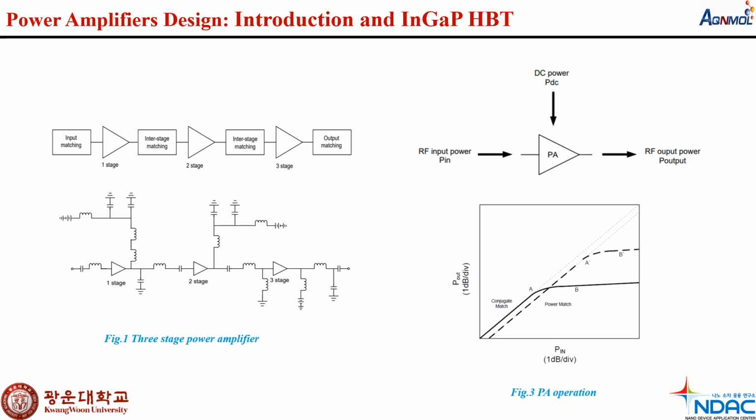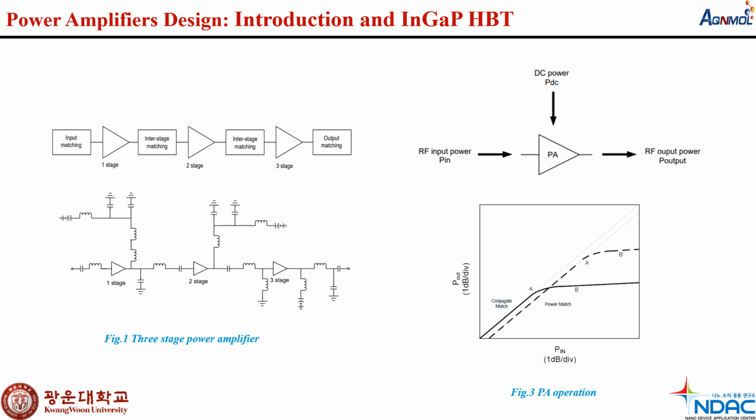Here's the breakdown of this multi-stage design. For example, each stage is built using cells, and the first stage utilizes 2 times 20 cells, the second stage uses 12 transistors, and the third stage uses 48 cells. As we can see here, figure number 1, the 3-stage power amplifier. On the other hand, the indium gallium phosphide HBT technology.